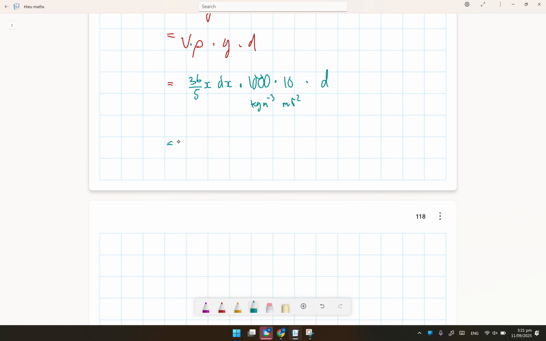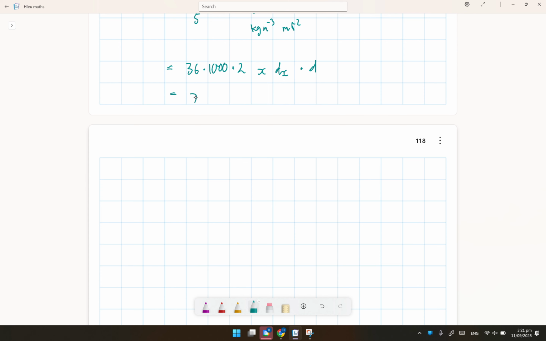So if we think about it, it would just be 36 over 5 times 1,000 times 10. Let's take the 5 out. So 36 multiplied by 1,000, and then 10 divided by 5, will be equal to x dx multiplied by d. I think that's the correct answer. This would make 72,000 x dx multiplied by distance. So this is the work done to move one slice at x.